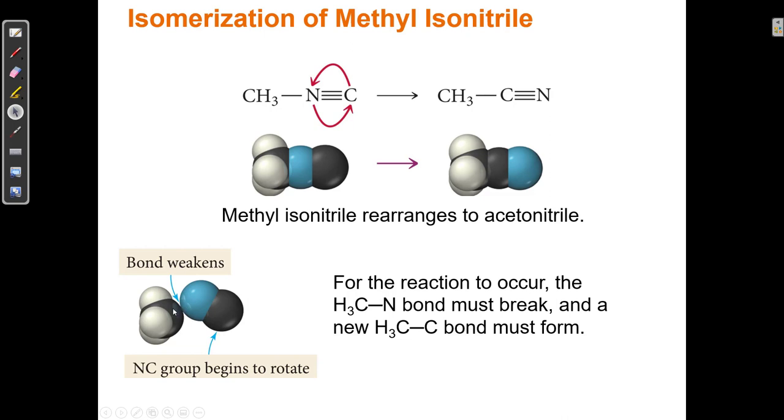the bonds from the reactant, this carbon-nitrogen bond right here, is weak, and this bond right here, from the carbon to the carbon, this bond is starting to form. So this bond is starting to break, and this bond is starting to form. And so it's kind of halfway between being a reactant and halfway being a product. That's what a transition state is.